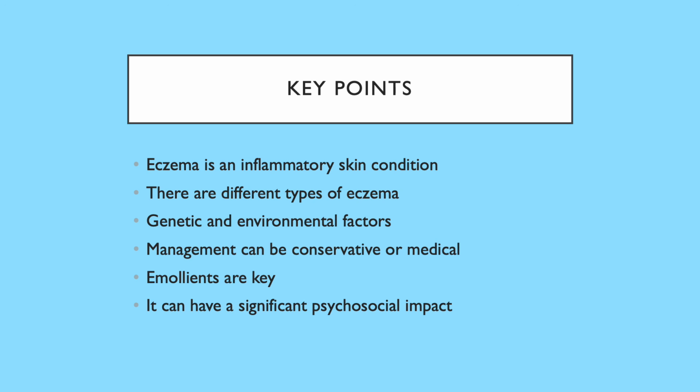So the key points to take away from this lecture are that eczema is an inflammatory skin condition. There are different types of eczema. There is no single known cause for eczema, but both genes and the environment play a role. Management can be split into conservative and medical, and emollients are key. And finally, eczema, like many dermatological conditions, can have a significant psychosocial impact, which must be assessed.